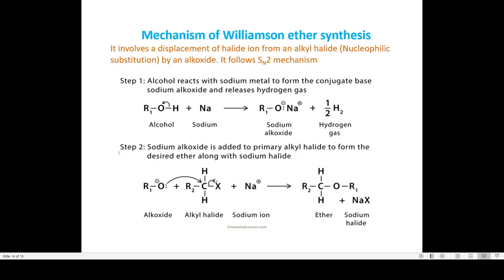Here there will be a substitution of a halide group by an alkoxide, and since the attacking species is a nucleophile, we call it a nucleophilic substitution. Here there is simultaneous formation of a bond and removal of a halide. We call it the SN2 mechanism. The product obtained is the ether ROR, and a sodium halide is formed. So it involves two steps: formation of a sodium alkoxide, which in turn reacts with an alkyl halide and undergoes nucleophilic substitution to give the ether.